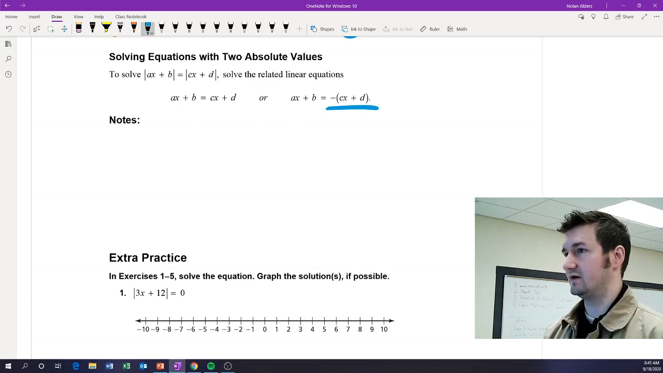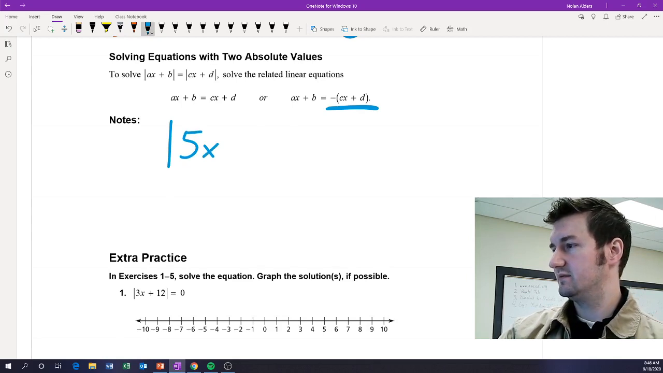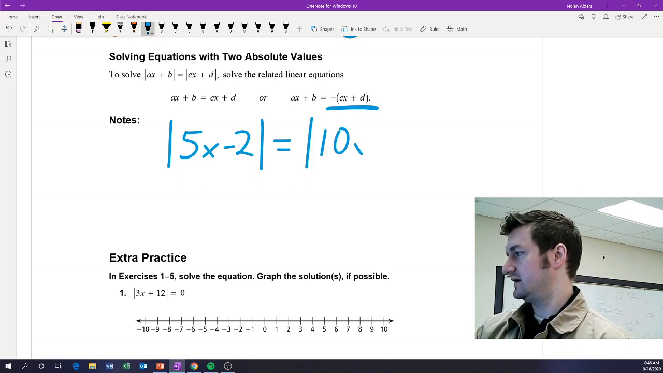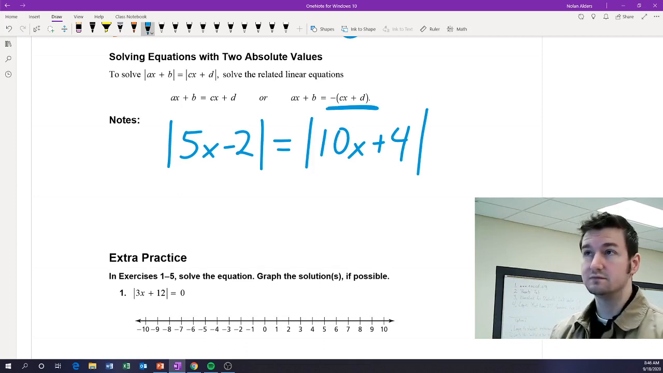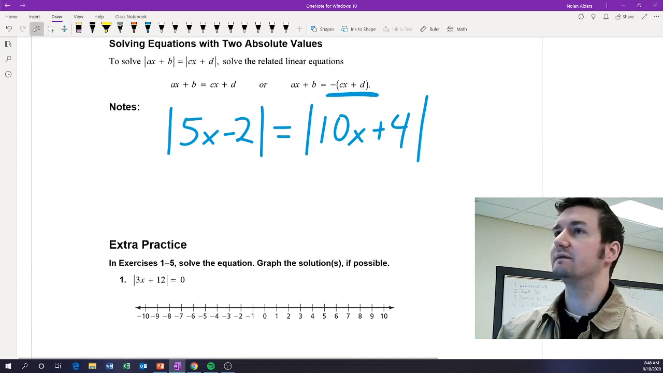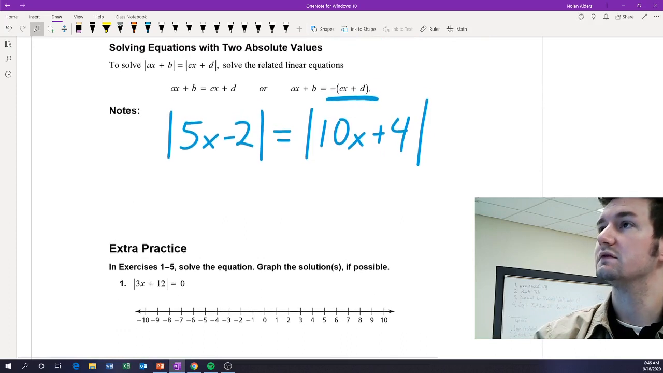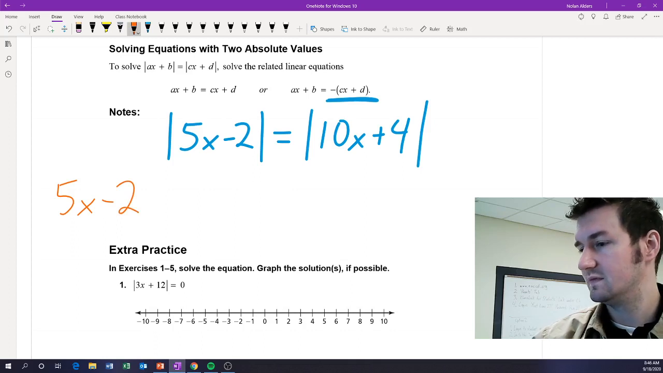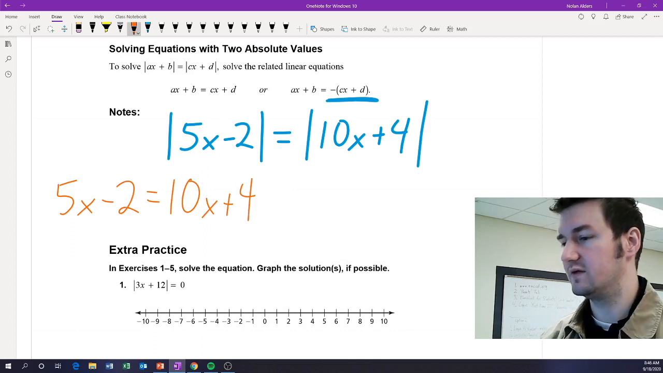We're going to split the equation into two, and notice we're going to make one of the sides negative compared to the original. All right, so let's say, for example, we have the absolute value of 5x minus 2 equals the absolute value of 10x plus 4. If we wanted to solve that equation, we would split it into two separate equations. So let me make sure that y'all can see this. First of all, we'd have 5x minus 2 equals 10x plus 4. That would be our first equation.